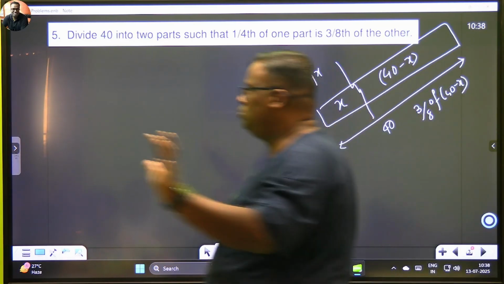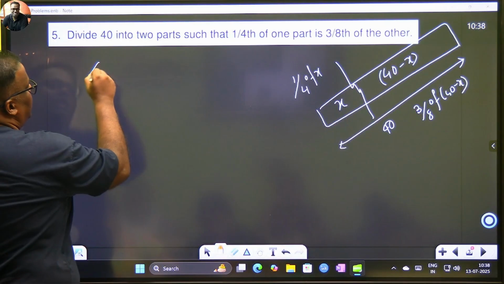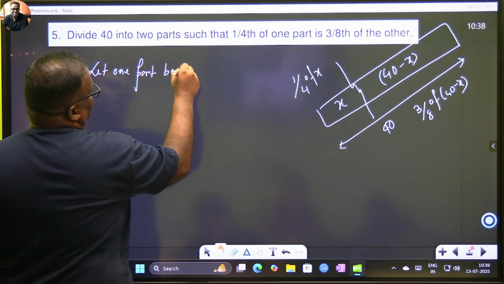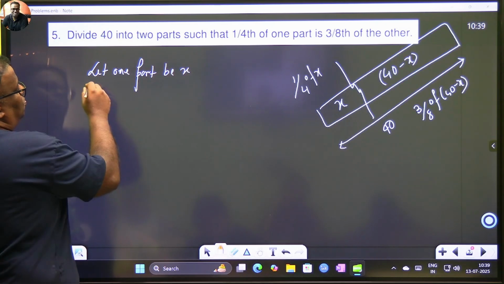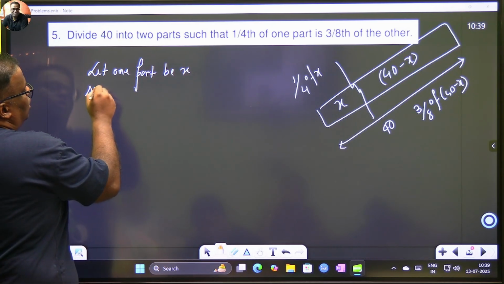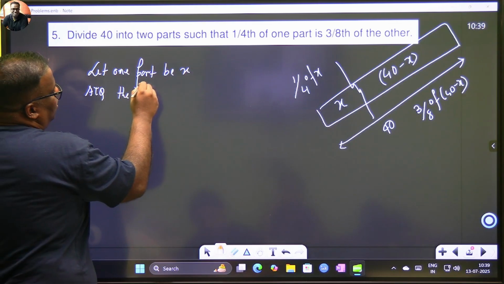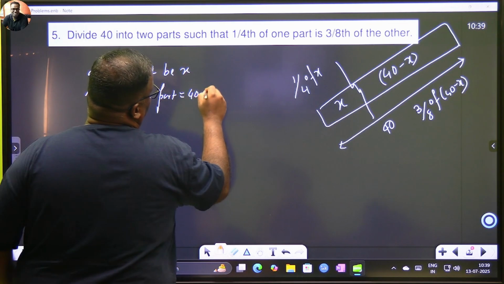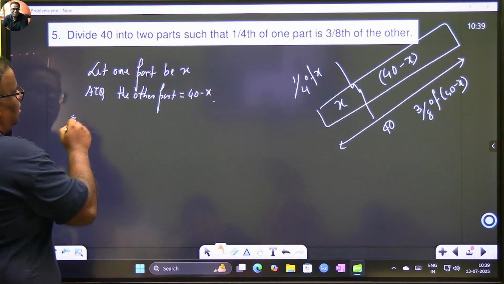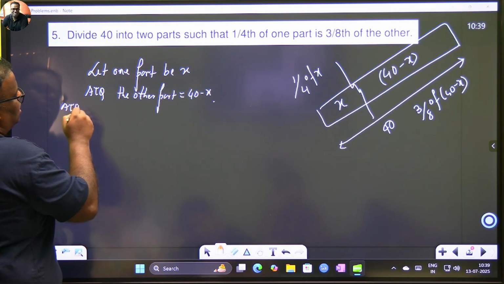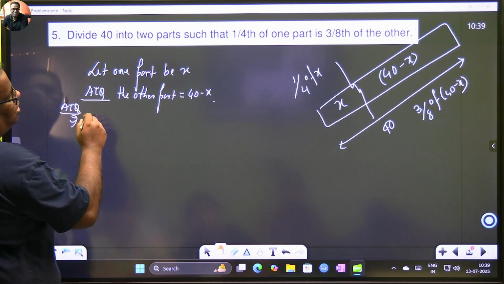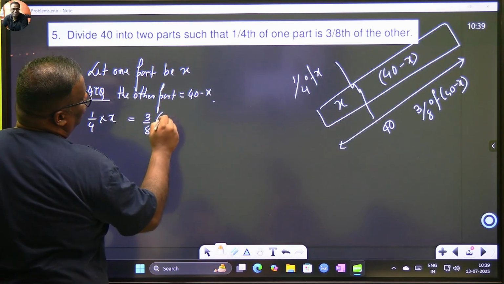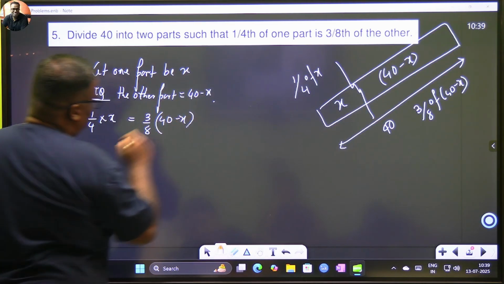So how do we do this problem? We say let one part be x. Anyone who does not understand, stop me right here. So according to question, the other part will be equal to 40 minus x. Now we frame our question. So we write according to question, ATQ, 1/4 of x should be equal to 3/8 of how much? 40 minus x. Let's quickly solve this.